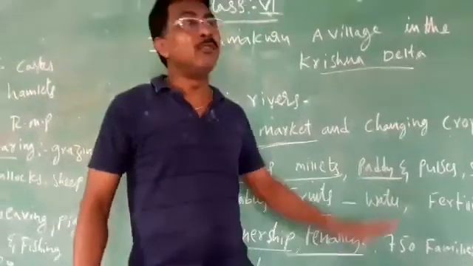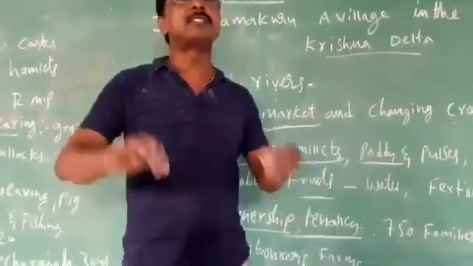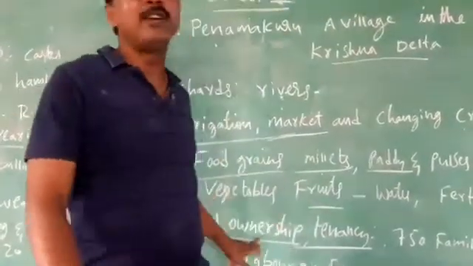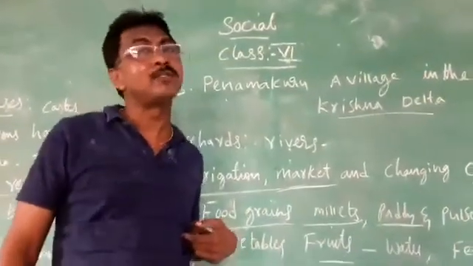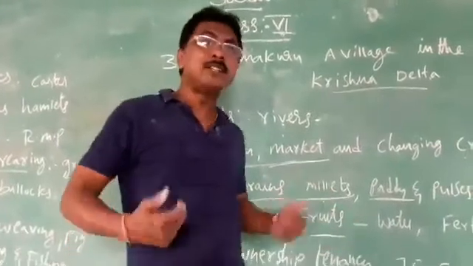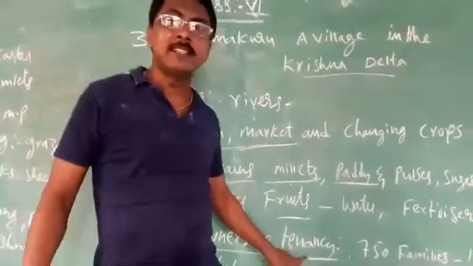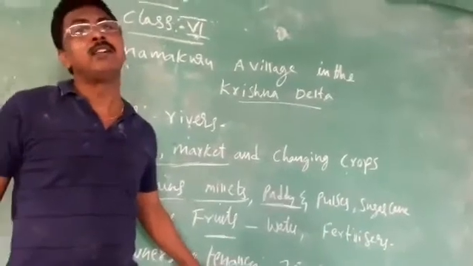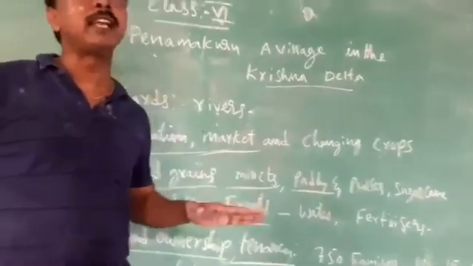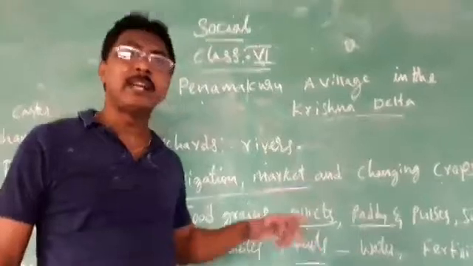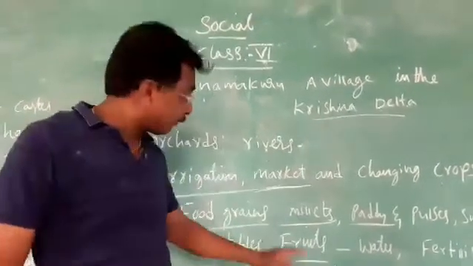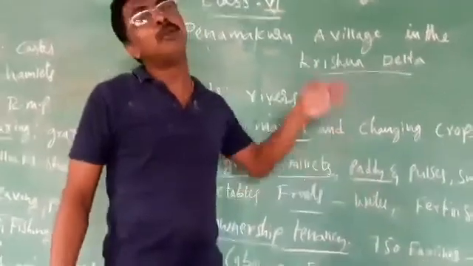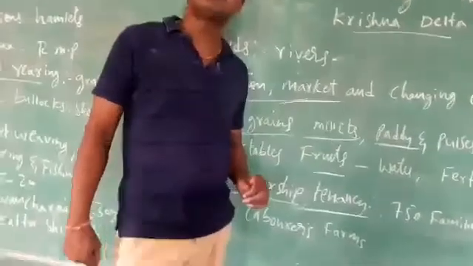Tenancy means he will do the agriculture and sell the products in the market. Whatever money comes, he will pay the rent to the owner. Why? Because that land is not that person's. Tenancy means he takes land on rent and does agriculture. The person who takes land on rent and does agriculture is called a tenant.